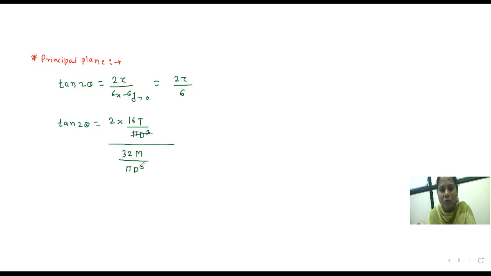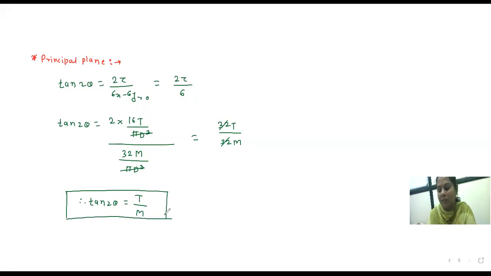So this pi d cube and this pi d cube get cancelled. 2 into 16 is nothing but 32. So which is equal to 32t divided by 32m. So this 32 and 32 get cancelled. So what is remaining? Therefore, tan 2 theta, which is equal to t divided by m. So this is equation for finding out principal plane. Got it? If you have doubt, ask me. Otherwise, please write down.